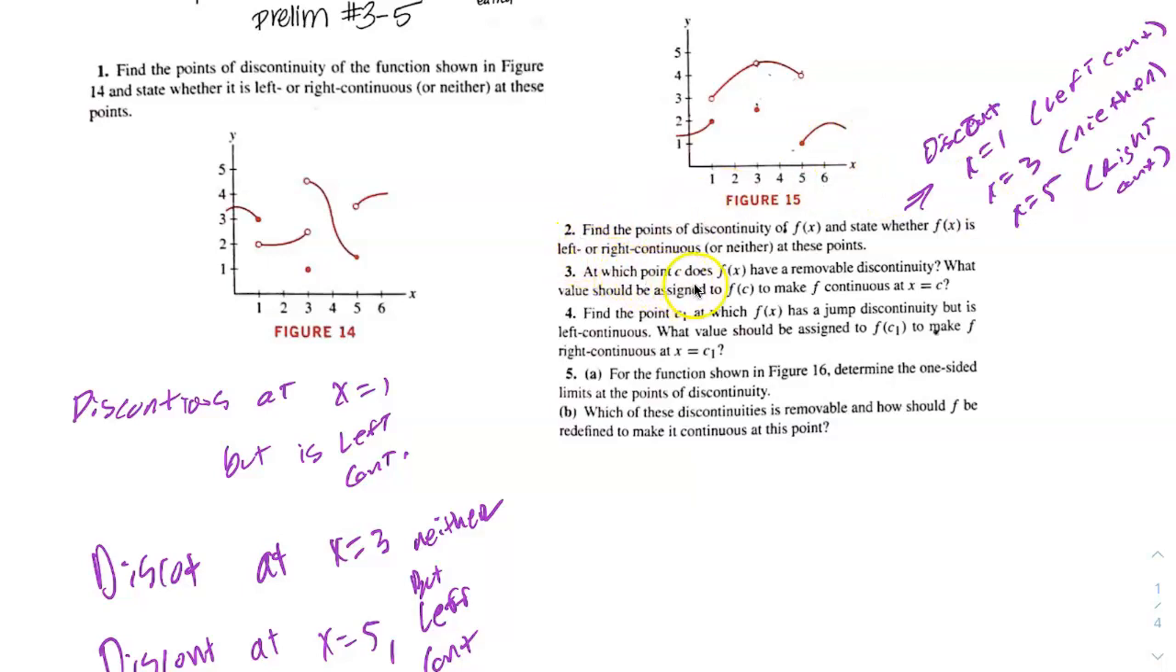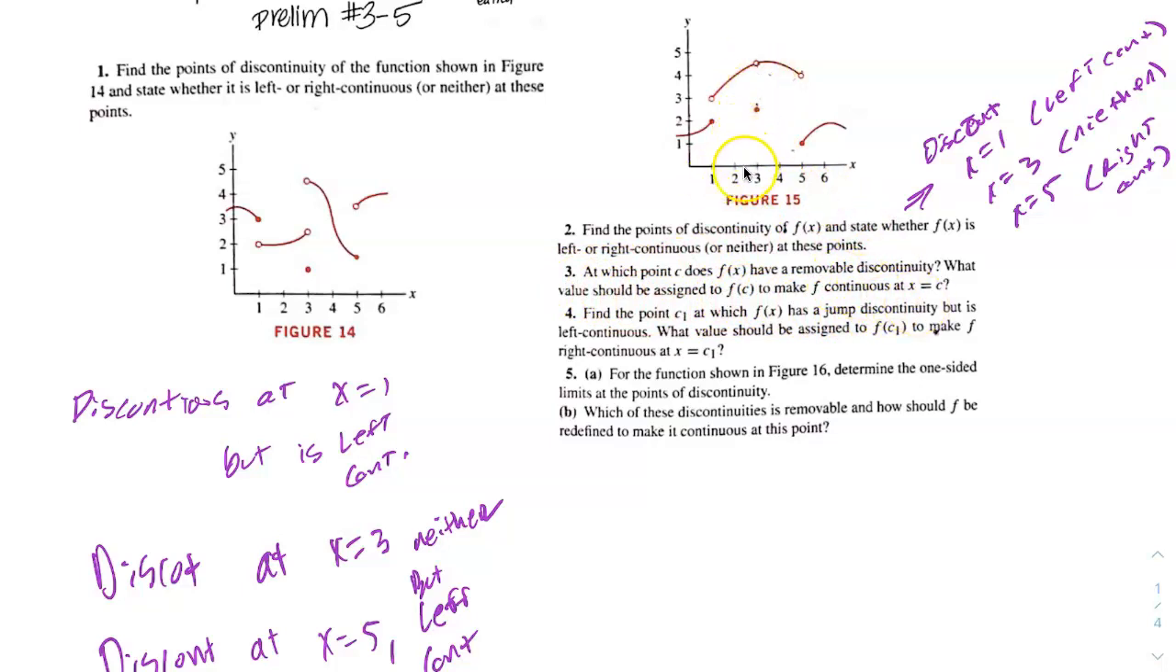Number 3. At which point C does f of x have a removable discontinuity? What value should be assigned to f of C to make it continuous at x equals C? So removable discontinuity is like which one could you fix easily? So right here is our removable discontinuity. We could just fill in that hole. So what value should we assign f of C to make f continuous at C? We just gotta fill that hole in.